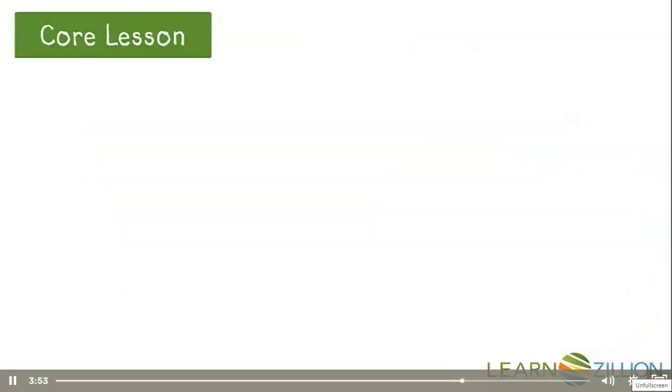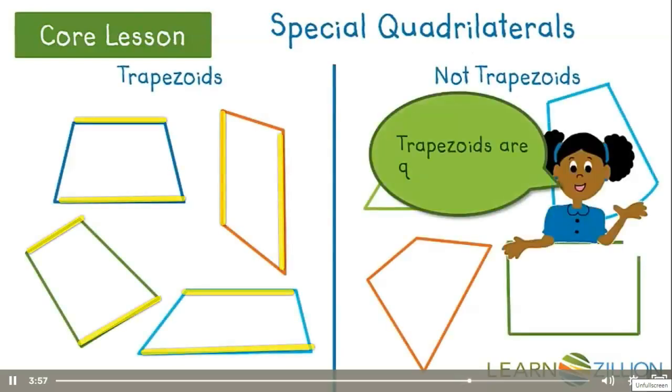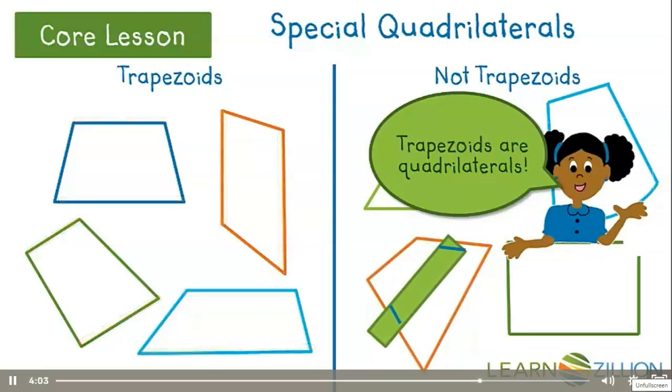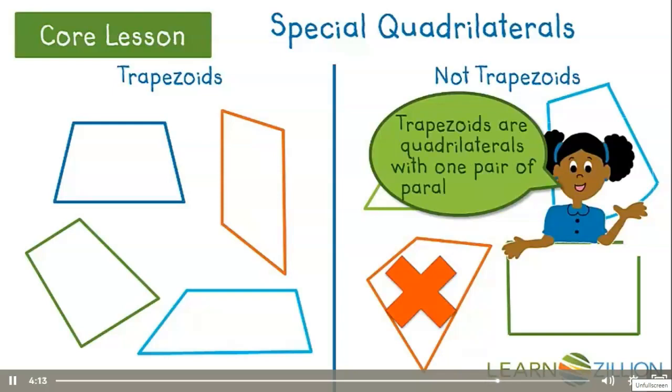Let's revisit our groups. We know that trapezoids are quadrilaterals. Does this shape on the right have parallel sides? No, it does not. Now we know trapezoids are quadrilaterals that must have 1 pair of parallel sides.